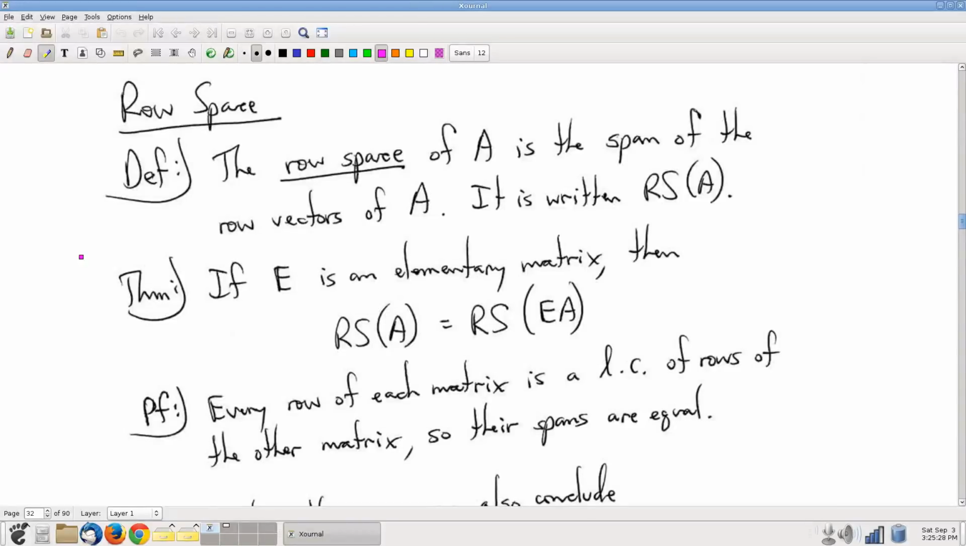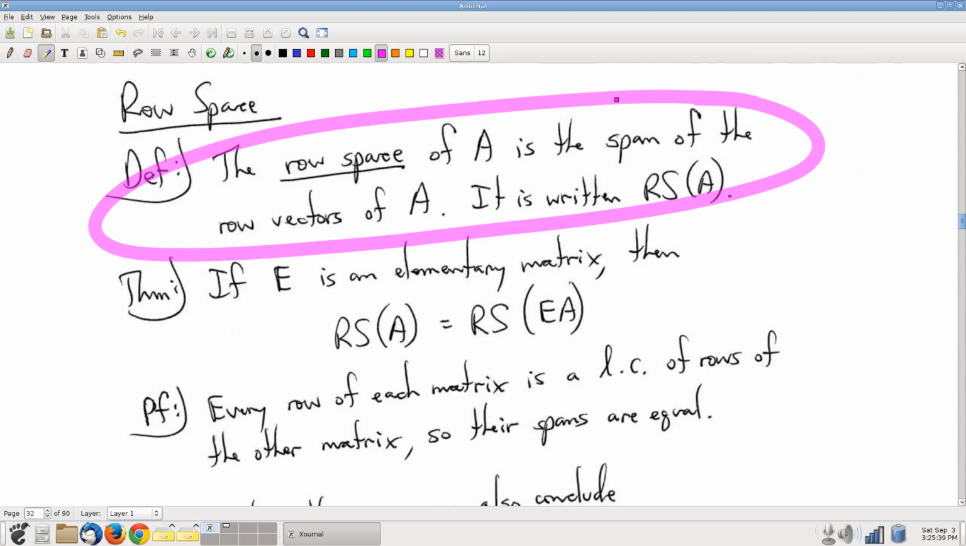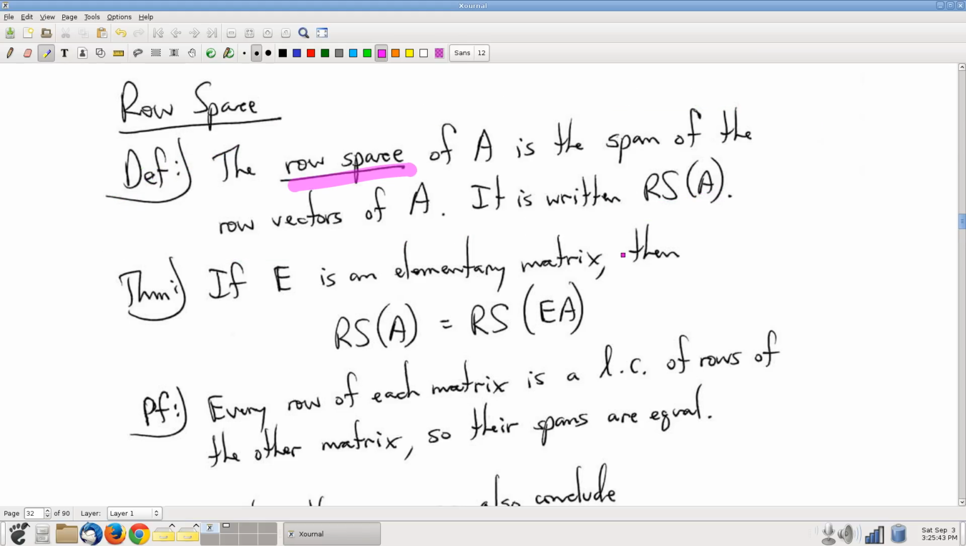So on to the next vector subspace that we associate to a matrix. This one is called the row space. It has a seemingly too simple definition to possibly be useful. That is not true, though. The row space of a matrix is simply the span of the row vectors of the matrix.